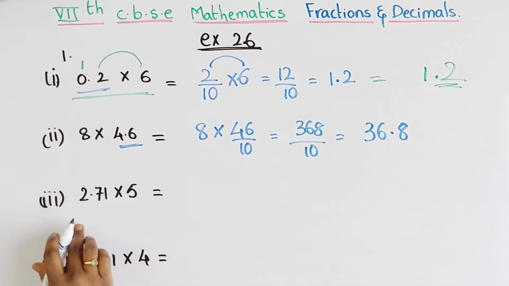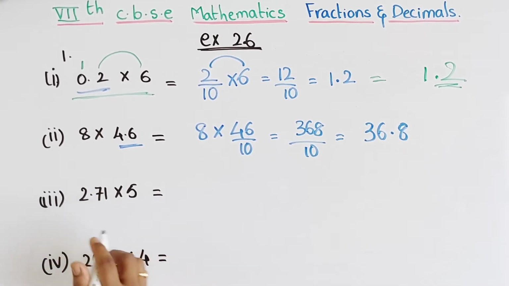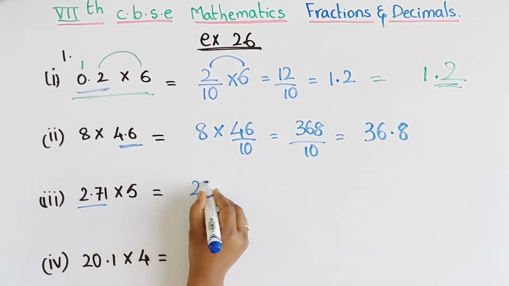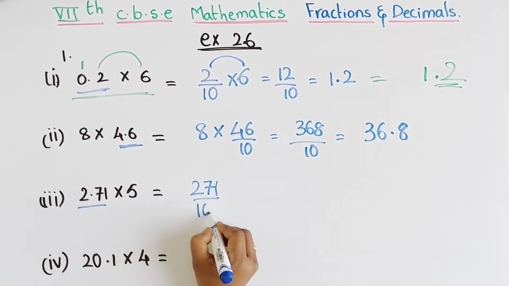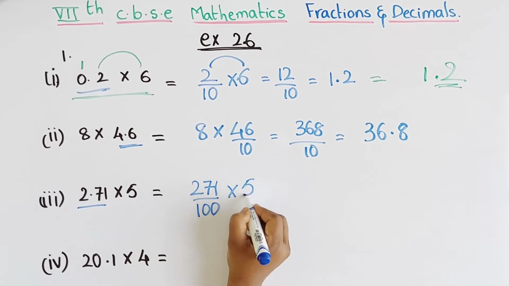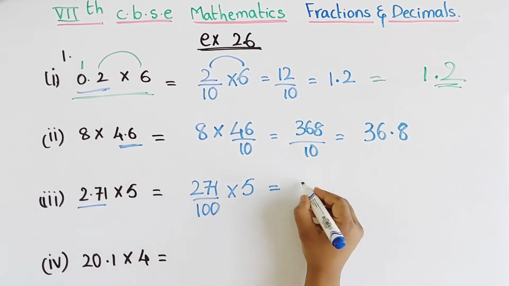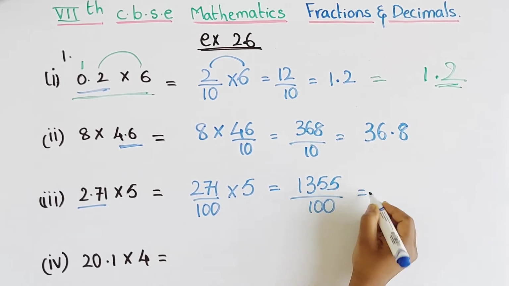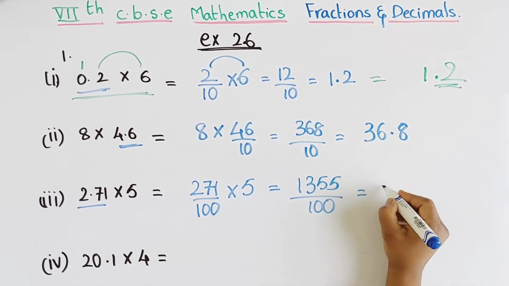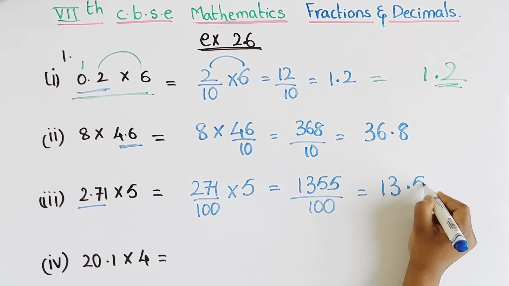Third question, children, 2.71 into 5. 2.71 means 271, with the point after 2 numbers. 271 divided by 100 into 5 equals 1355 divided by 100. Now in the denominator we have 2 zeros. That means the answer is 13.55.